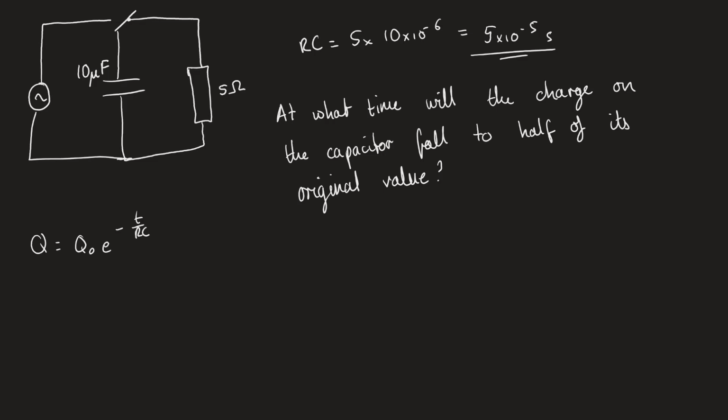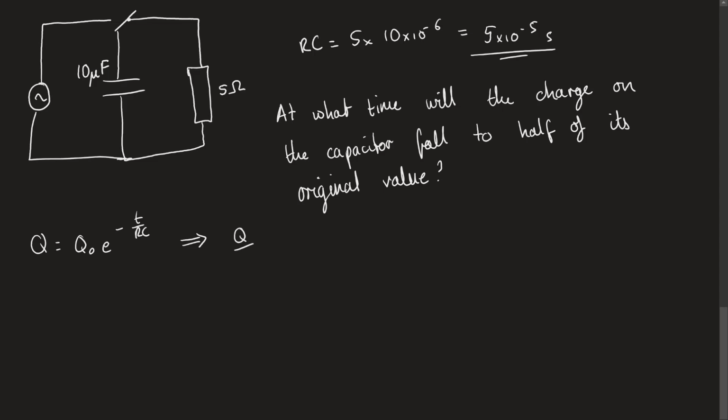Or actually, what would probably be an easier way of seeing it is, if Q is going to fall to be half of its original value, we could say, let's have Q being Q0 over 2, and then we can cancel out the Q naughts. Okay, so let's say that's our example for now.